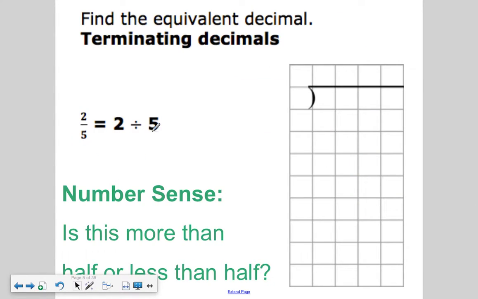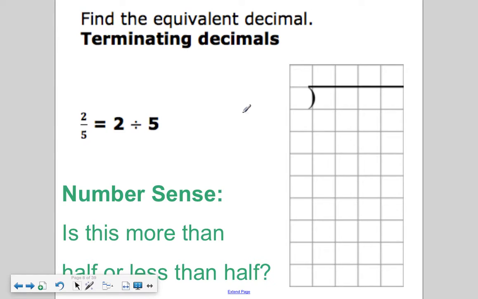So let's look at our first example. We have the fraction 2/5. This says 2 is divided into 5 groups. Number sense first. Is this number going to be more than half or less than half? Let's think. Half of the whole here is 5, half of it is 2.5. So I predict it's going to be less than half, so the answer will be less than 50 hundredths.